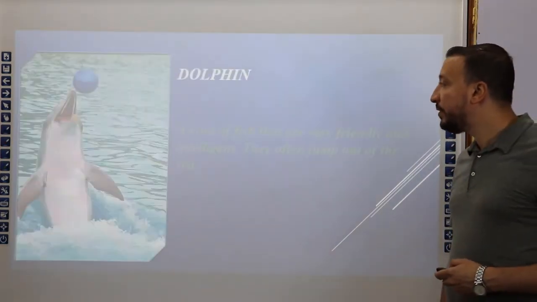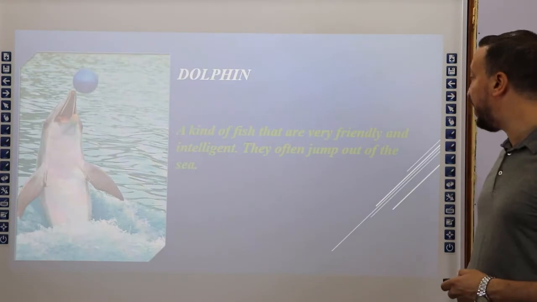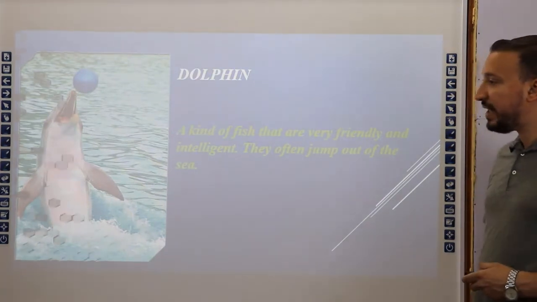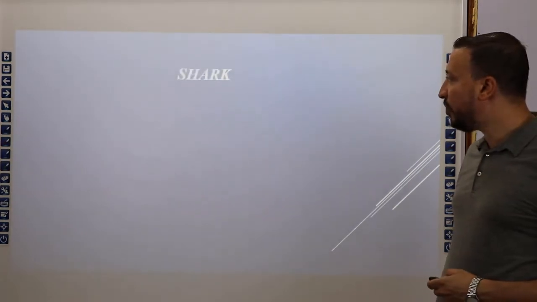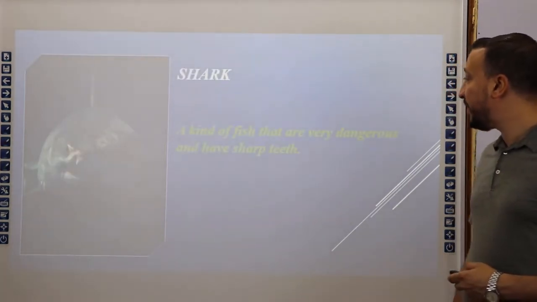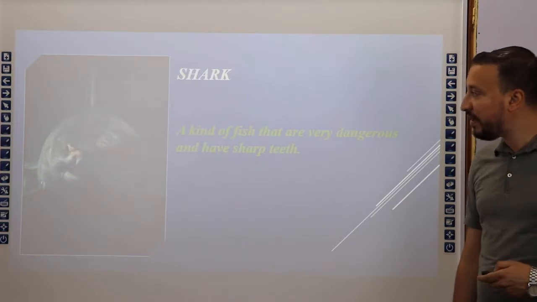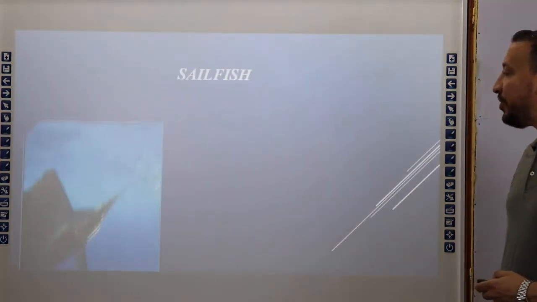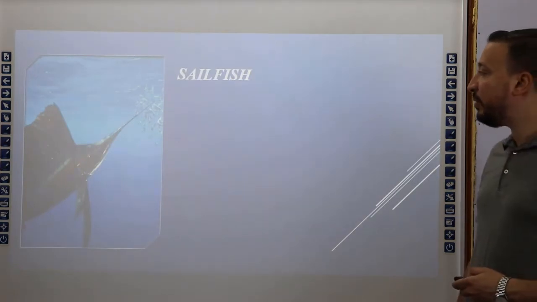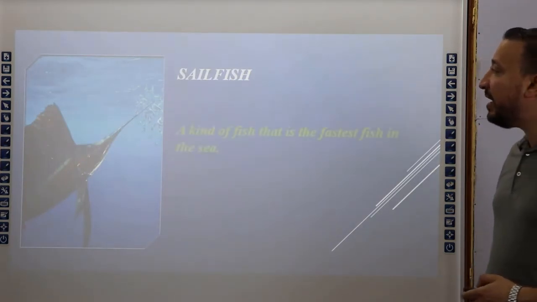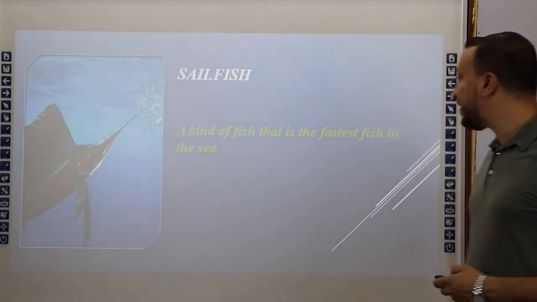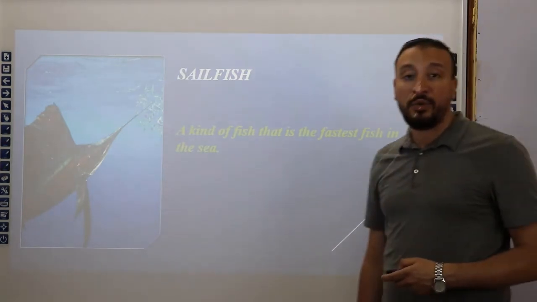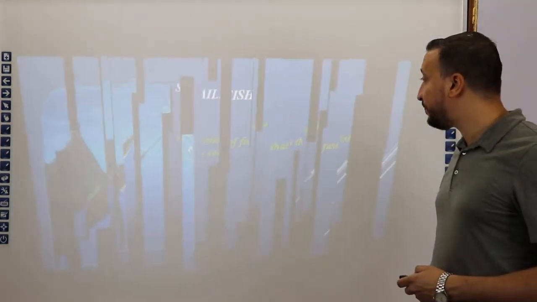Dolphin, kind of fish that are very friendly and intelligent. They often jump out of the sea. Shark, kind of fish that are very dangerous and have sharp teeth. Sailfish, a kind of fish that is the fastest fish in the sea, one of the fastest types of fish in the world.